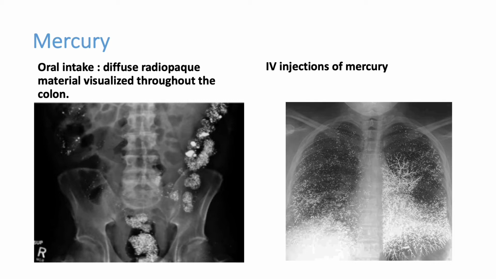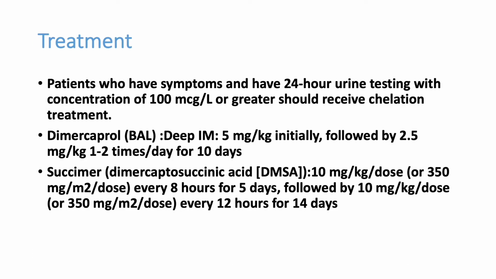Whereas now on the opposite side, you can see a patient who had consumed mercury orally. On abdominal X-ray, you can see this bright radiopaque material. So that's classical of mercury poisoning. Treatment for mercury poisoning is dimercaprol or succimer. That is a standard line of management.